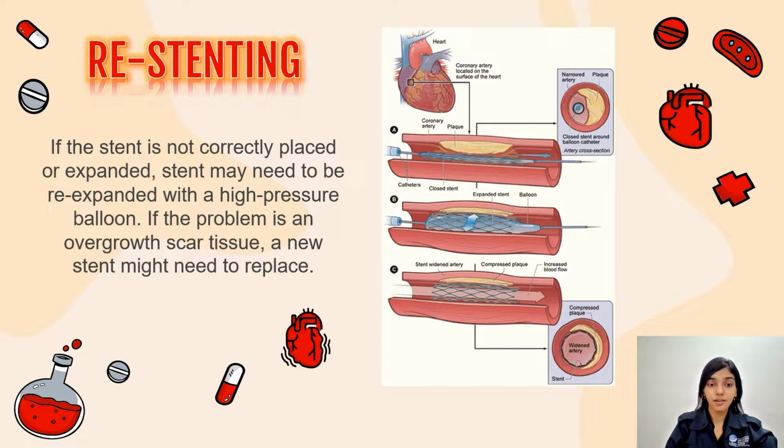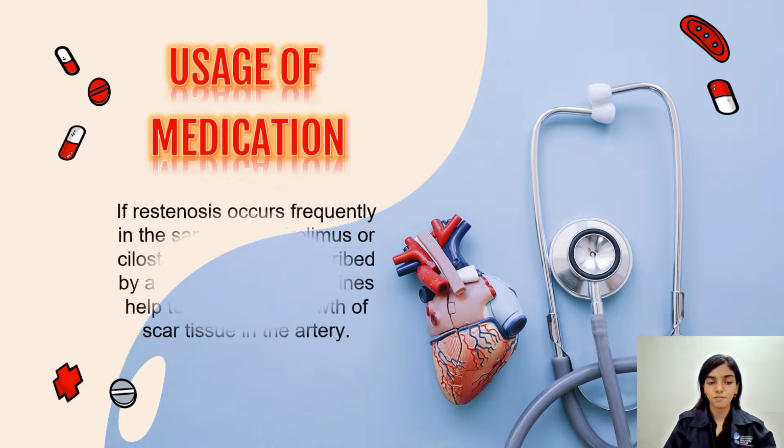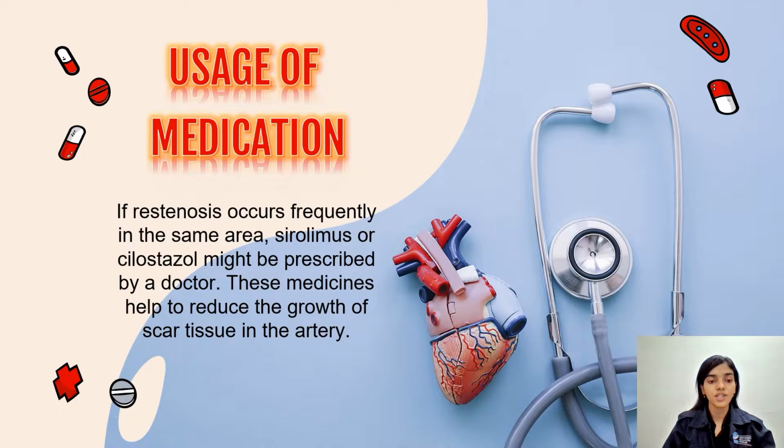If the stent is not correctly placed or expanded, the stent may need to be re-expanded with a high-pressure balloon. If the problem is overgrowth of scar tissue, a new stent might need to be placed. The second approach is usage of medication. If the restenosis occurs frequently in the same area, sirolimus or similar drugs might be prescribed by a doctor. This medicine helps to reduce the growth of scar tissue in the artery.